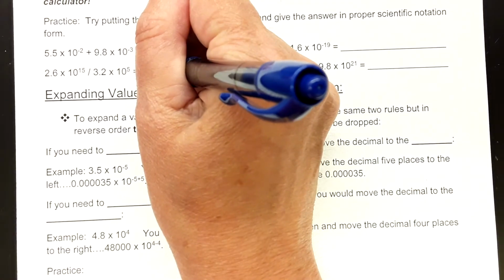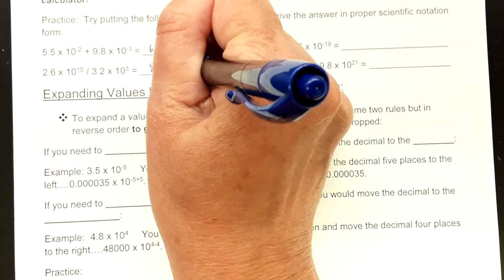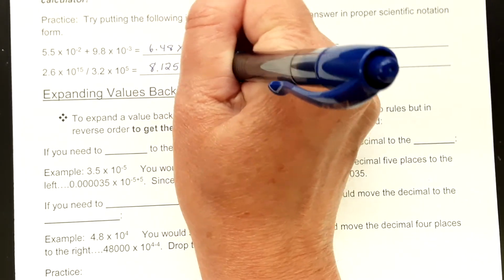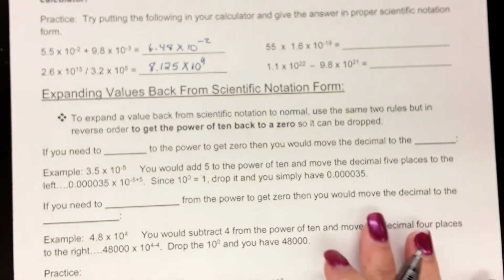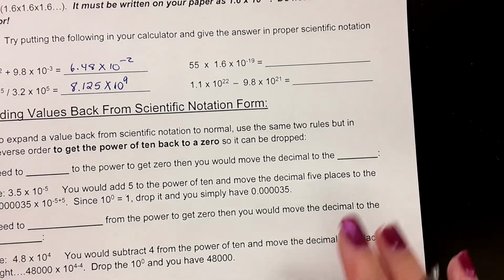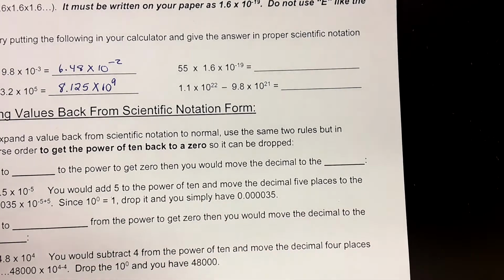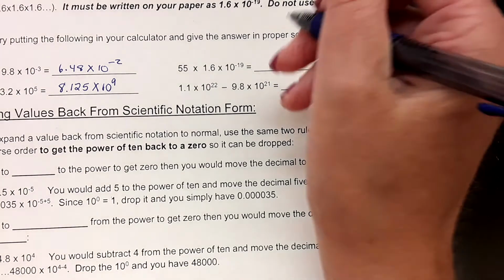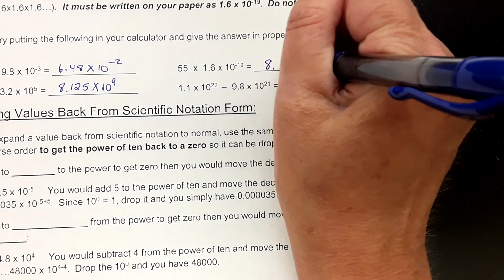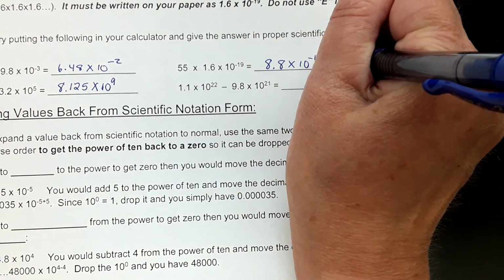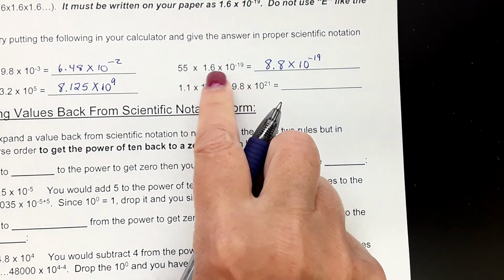Okay, so this one you should get 8.125 times 10 to the 9th power. You do them with me so that way you can see if you're getting them right or not. Okay? All right, now over here we've got a simple 55, and we're going to say times 1.6 e negative 19. Okay, and we get 8.8 times 10 to the negative 19, because this is your value in scientific notation.